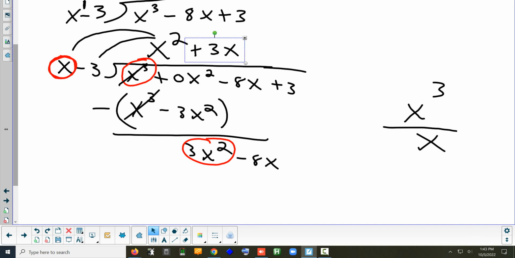Now multiply that 3x back out. Grady, what's 3x times x? 3x squared. And Sam, what about 3x times negative 3? Would be negative 9x. Negative 9x. Okay, so we divided it in. We multiplied it back out. And then what do we do with these columns?